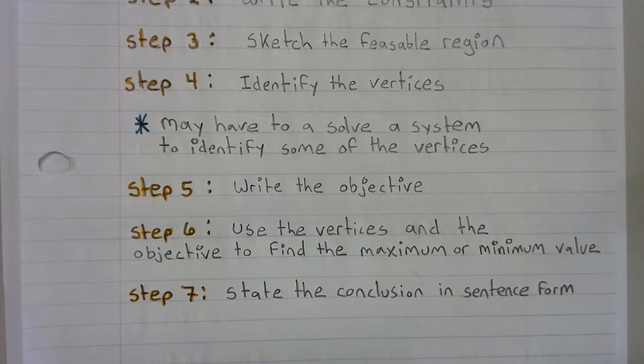Step 5, write the objective. Step 6, use the vertices and the objective to find the maximum or minimum value. Step 7, state the conclusion in sentence form.